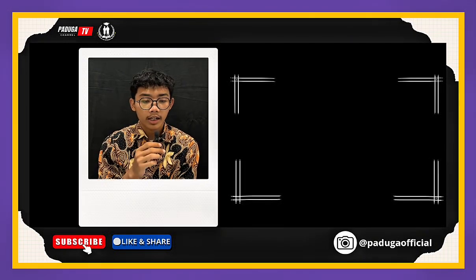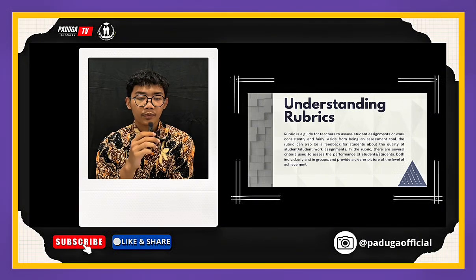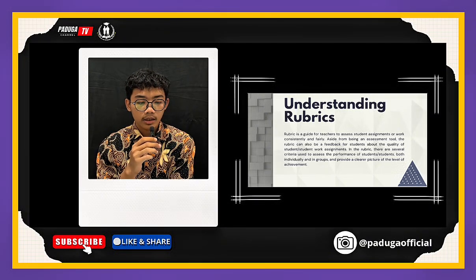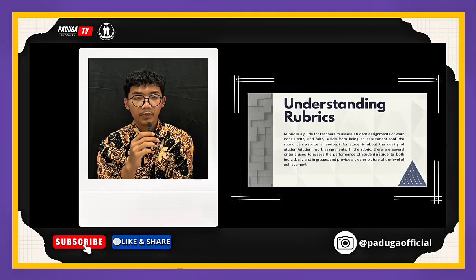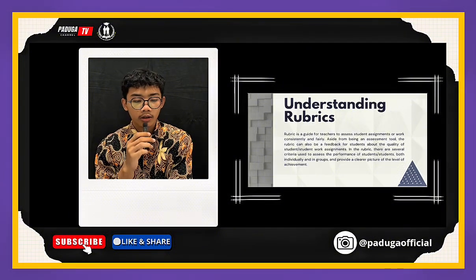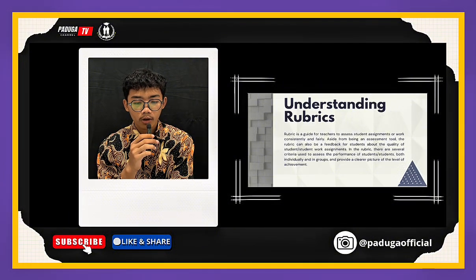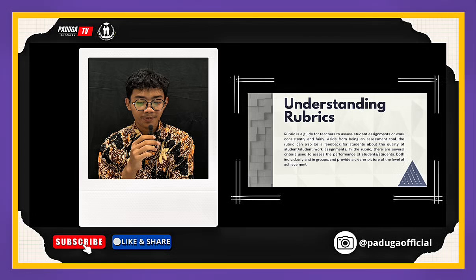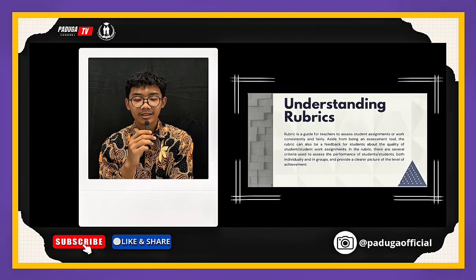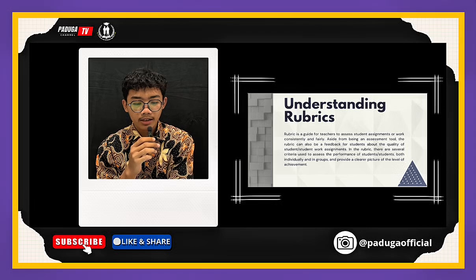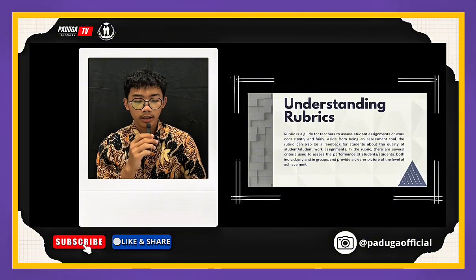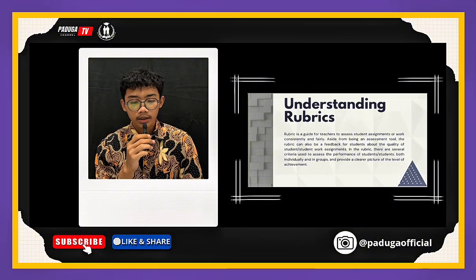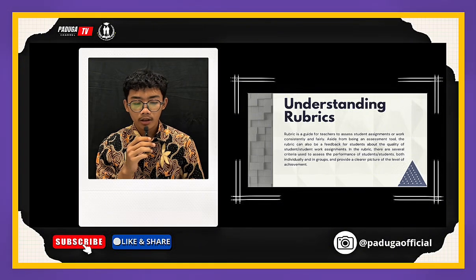Okay. The next, understanding rubrics. A rubric is a guide for teachers to assess student assessment or work consistently and fairly. Aside from being an assessment tool, the rubric can also be feedback for students about the quality of student work assessment. In the rubric, there are several criteria used to assess the performance of students, both individually and in groups, and provide a clearer picture of the level of assessment.